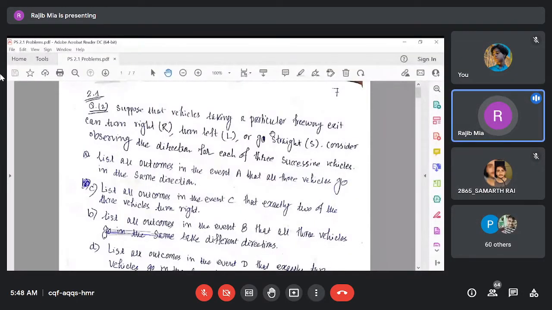Now see this problem, question number 2 of 2.1. In this question, you have to find only the outcomes for the various events. Suppose that 3 vehicles taking a particular freeway exit can turn right, turn left, or go straight. Consider observing the direction for each of 3 successive vehicles.